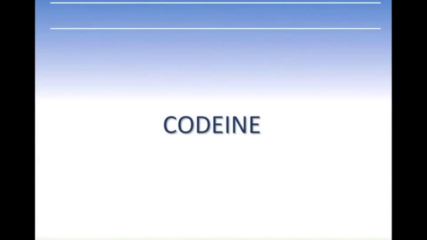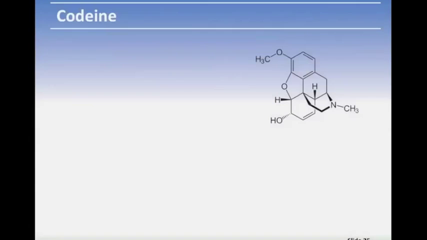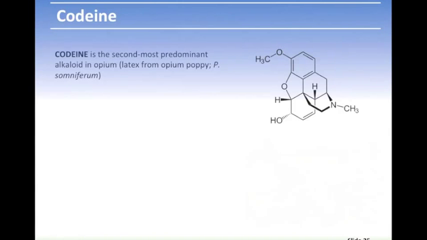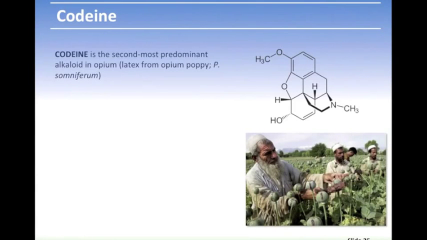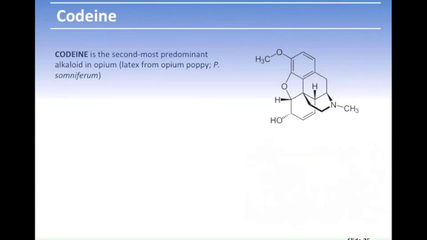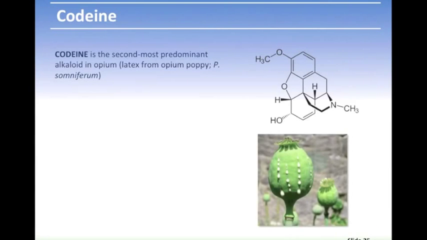Now, let's start our discussion on specific medications and the pharmacokinetics, pharmacodynamics, and of course pharmacogenetics associated with them. Let's start with codeine. Codeine is the second most predominant alkaloid in opium. Opium being one of the oldest medications used by mankind. Some say that it predates history. Opium is the latex from the poppy, the plant being called Papaver somniferum.